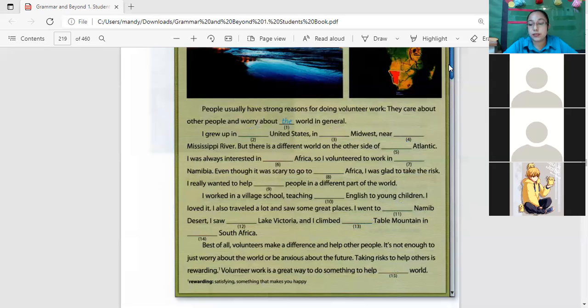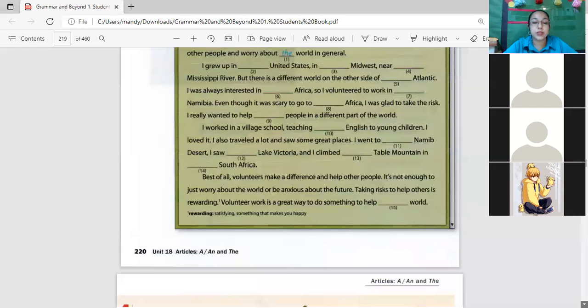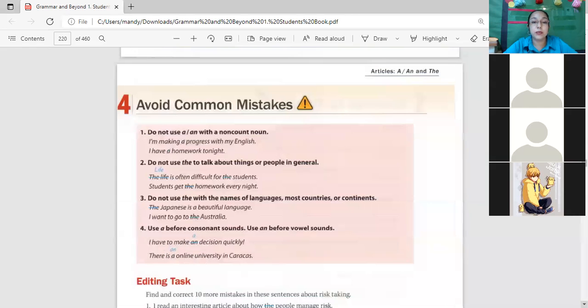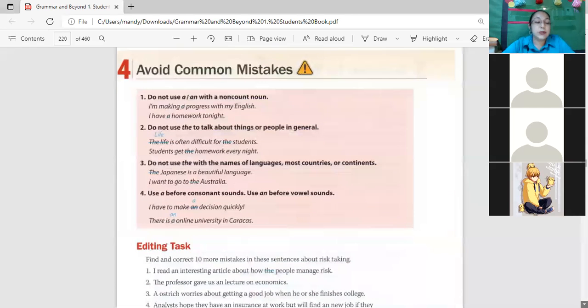So let me clear this part. Now, let's continue. Okay, avoid common mistakes. Point one, don't use a or an with a noncount noun. That means if we have, let me see, butter, it's not necessary to use the article because this one is an uncountable noun. I'm making a progress. Okay, this one is incorrect. So you only say, I'm making progress with my English. Yes, because progress is a noun, but this one is uncountable.